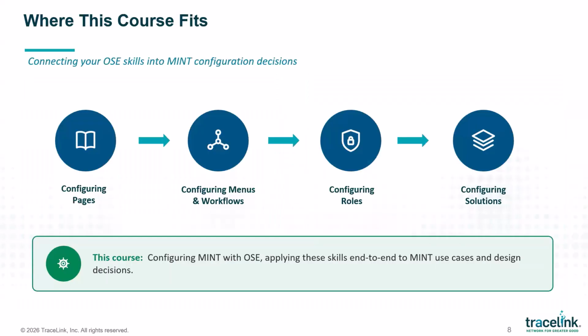In this course, we'll bring together the key configuration concepts used to shape a Mint solution. You'll see how different configuration areas work together, including page layouts, search columns, menus, workflows, roles, permissions, solution lifecycle, versioning, and reuse. Rather than focusing on each area in isolation, this course shows how these pieces connect in real Mint configuration scenarios. The goal is to help you understand not only what can be configured, but also how to make practical configuration decisions. As we move through the course, think about how each setting supports the overall user experience, process flow, access model, and long-term solution maintenance.